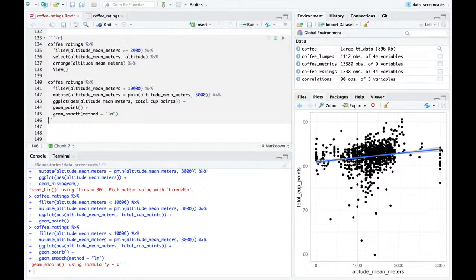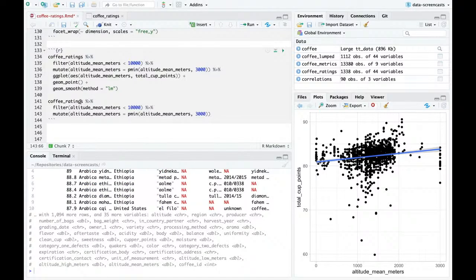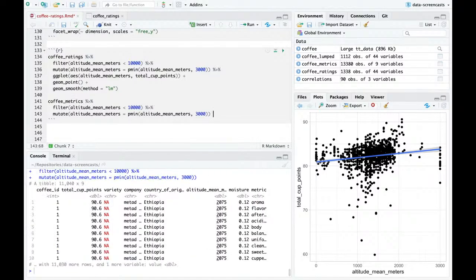Okay, and then I'm going to be interested in what that correlation is within each of our sources. Could it be that there's a strong trend within aroma and a weaker trend within body, for example? So we're going to be taking a look at that within our coffee metrics. We do the same cleaning on coffee metrics. And I'll say, what is the correlation between altitude mean meters and our value?